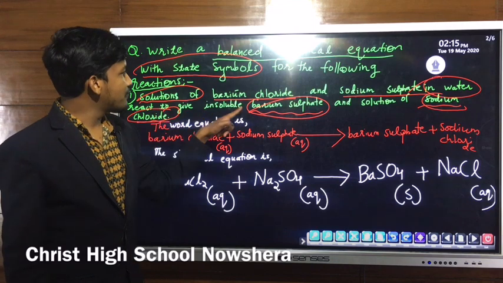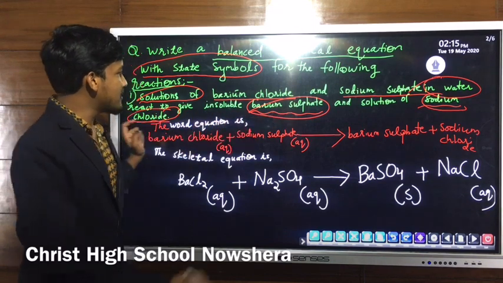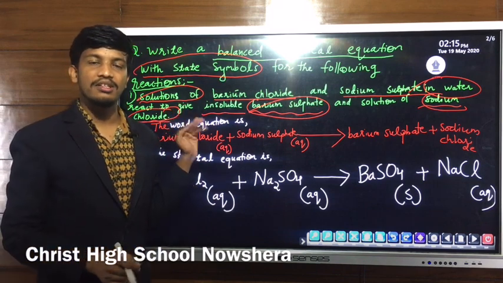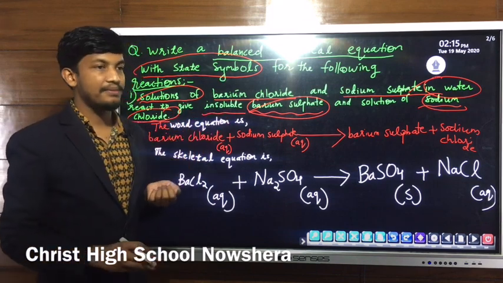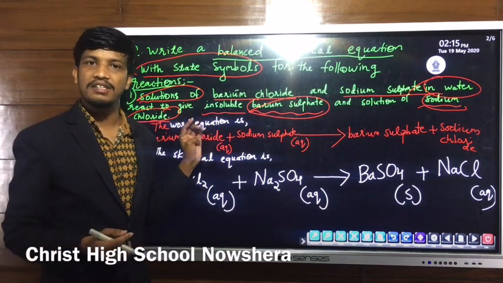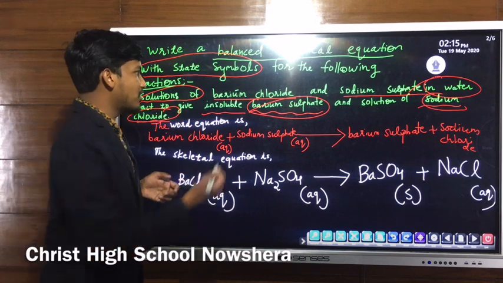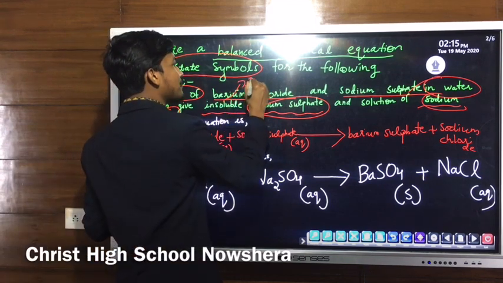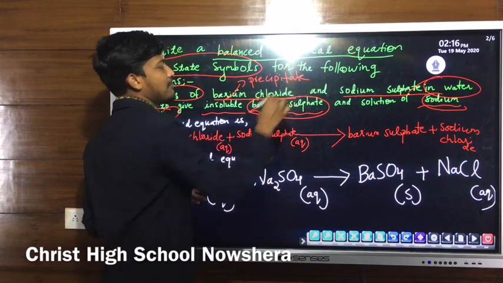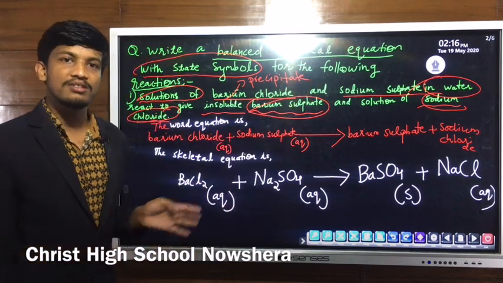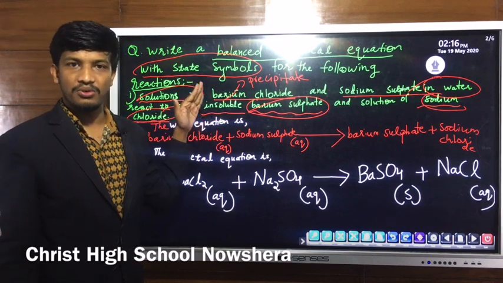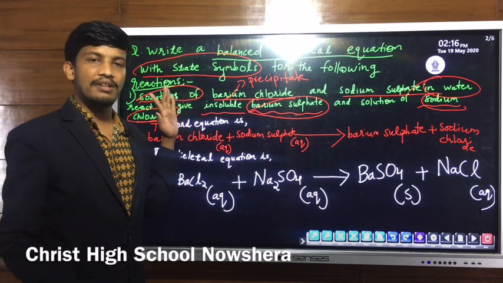The first product is barium sulfate, and it is given that it is insoluble. If a compound is insoluble, what does that mean? Insoluble means it is a precipitate, because we know the definition of precipitate: a precipitate is an insoluble solid obtained from solution. So insoluble means it is not soluble in the reaction mixture.